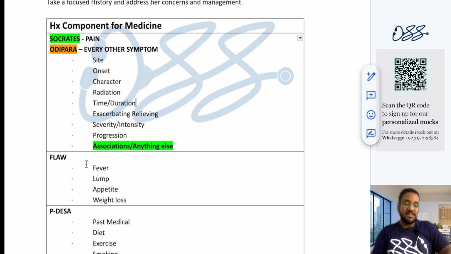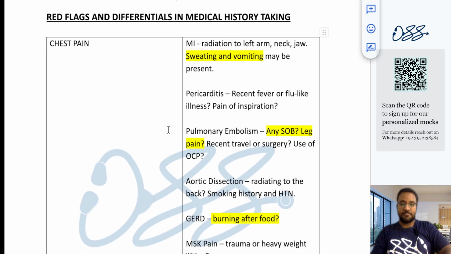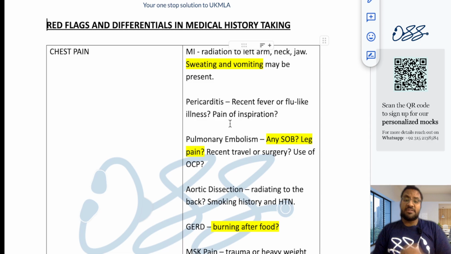Now what is this association and what is this anything else, and why is it very important? Let me just switch the tab. This association symptoms and anything else is something that I advise my students and candidates to use in order to cover one very important aspect of the exam, that is the art of ruling out differentials. The PLAB 2 examiners are very concerned about whether a candidate knows how to rule out the red flags.